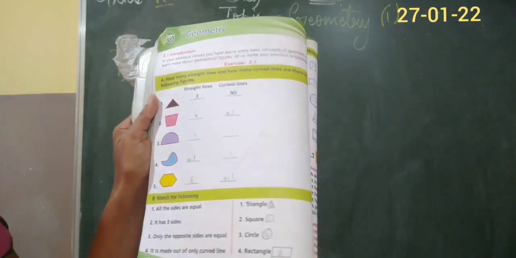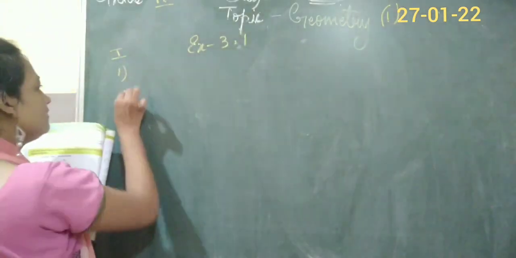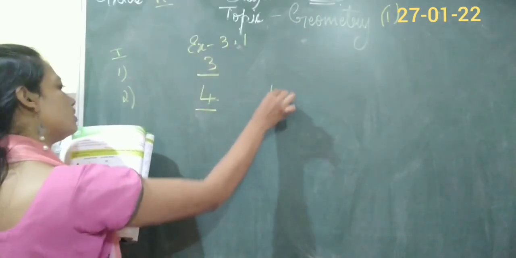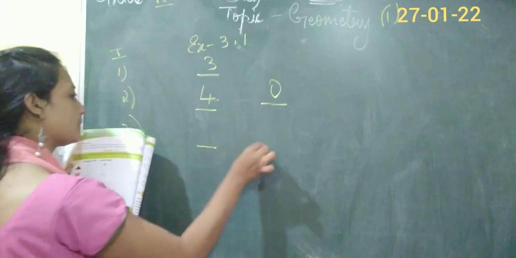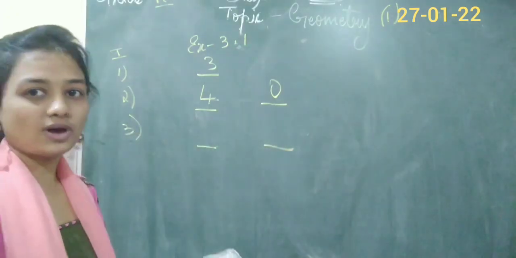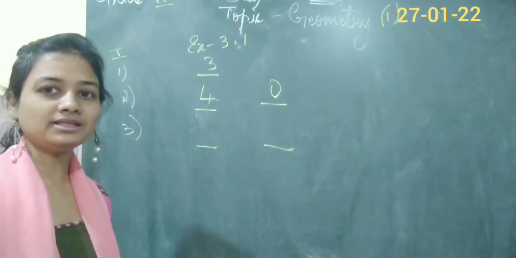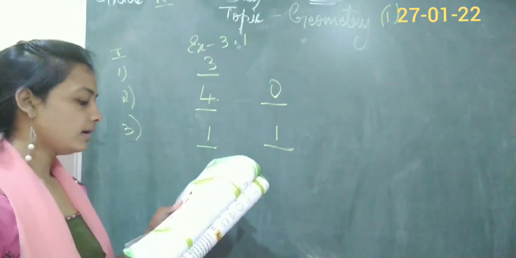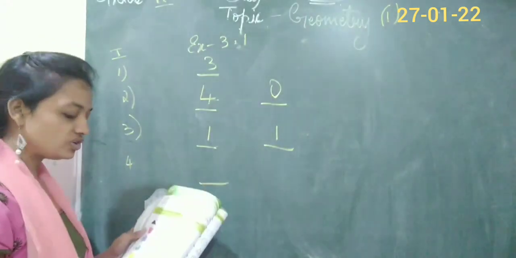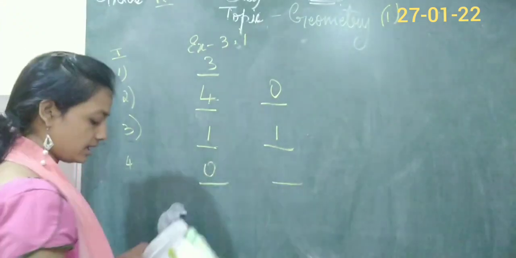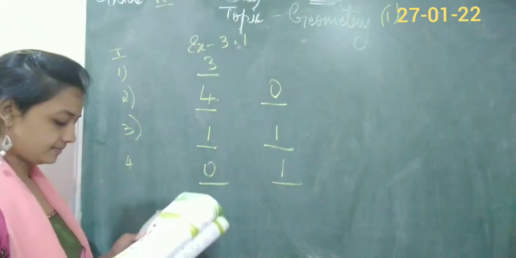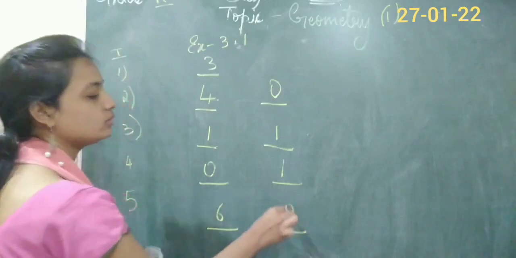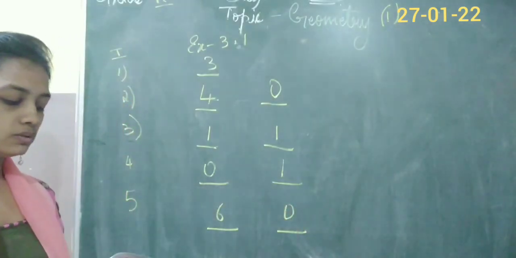So let's see the second one. How many straight lines do you have? You have 4 straight lines. And there is no curved line, so I write 0. In the semicircle, you saw in the figure, right? You saw the activity, that shape has 1 straight line and 1 curved line. And in the fourth one, there is no straight line at all. So 0 straight lines and only 1 curved line. In the fifth one, you have 6 straight lines and no curved lines. So this was the first one.